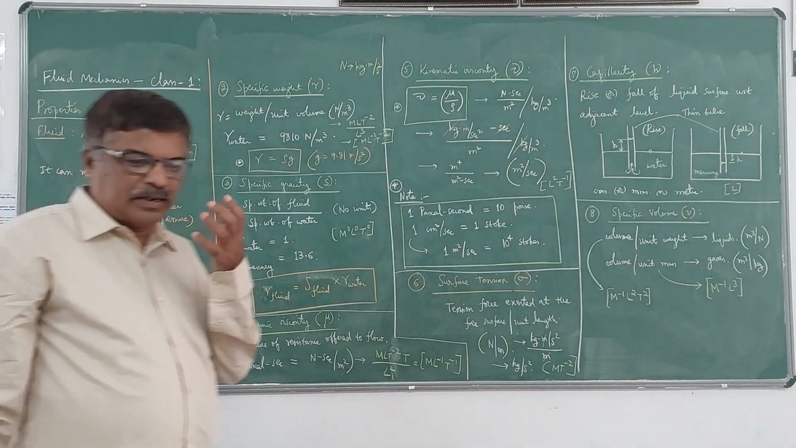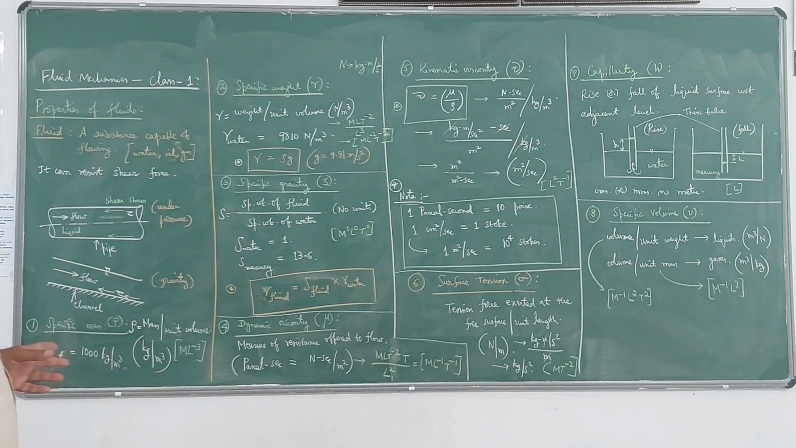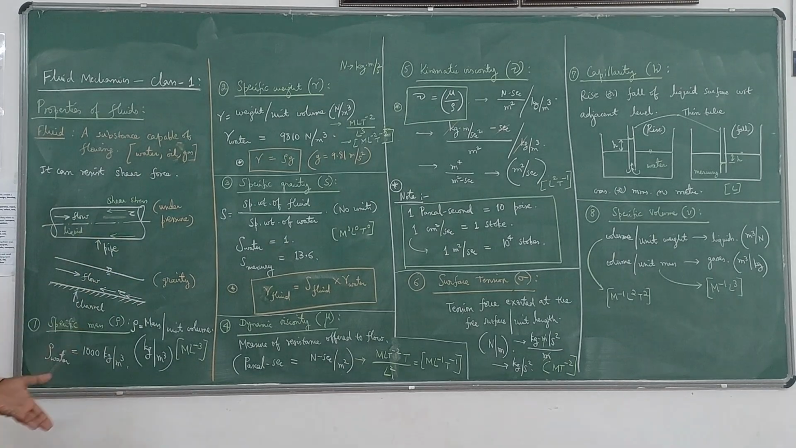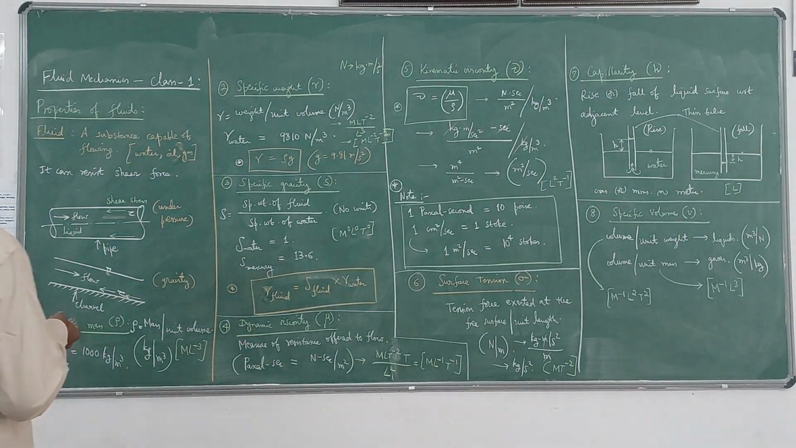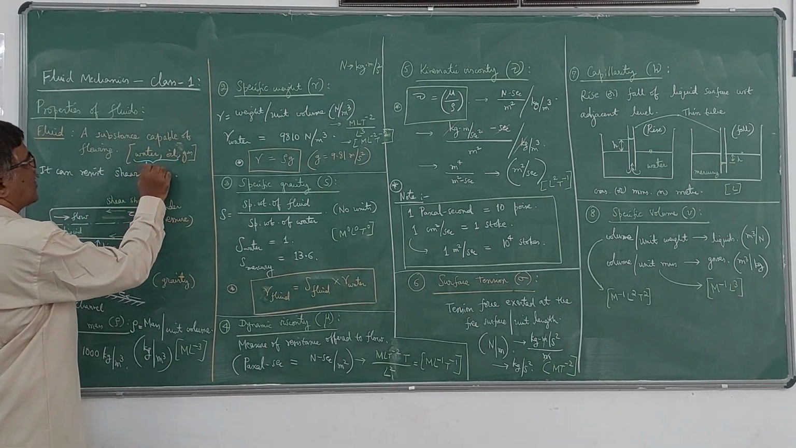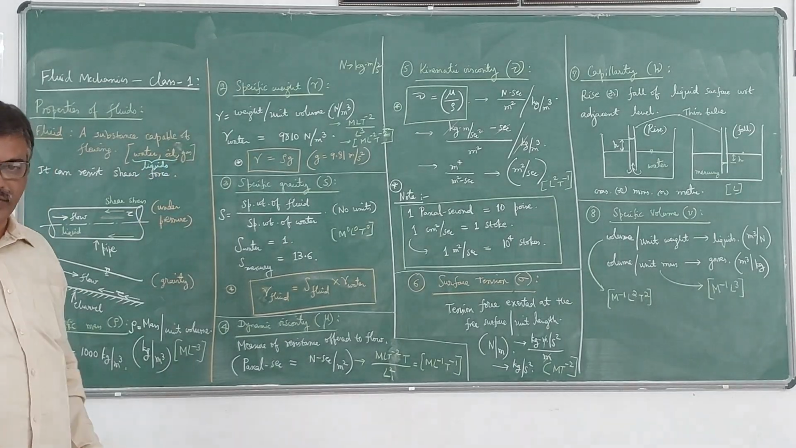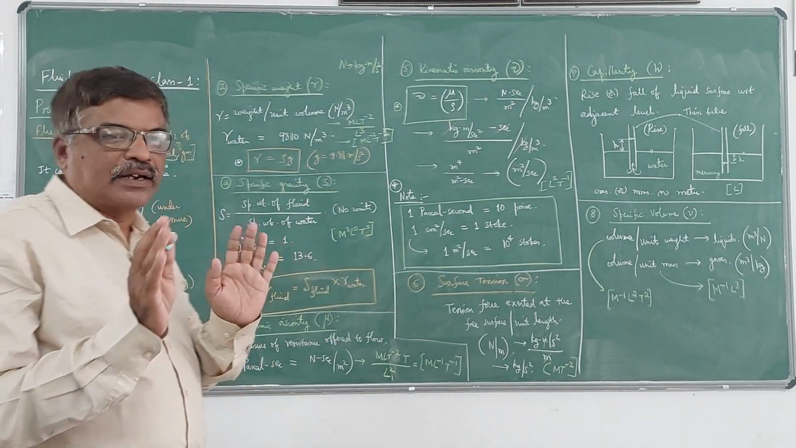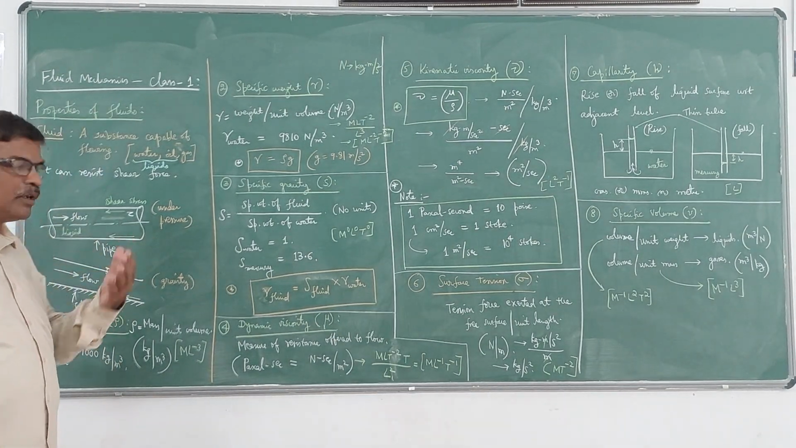In this class, let us discuss some basic properties of a fluid. A fluid can be defined as a substance capable of flowing. Anything which is capable of flowing can be taken as a fluid. Normally liquids and gases are treated as fluids. Water and oil are liquids, and some gases can also be treated as fluids. Apart from solids, the other things, liquids and gases, are treated as fluids because solids cannot flow. They can only move from one place to another.